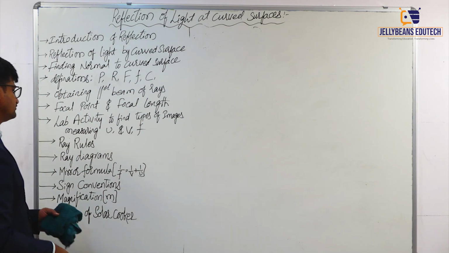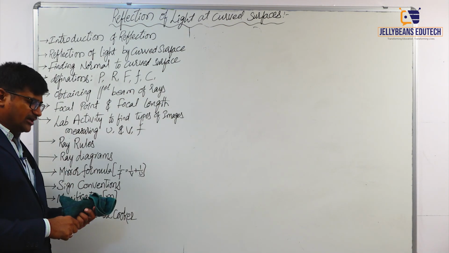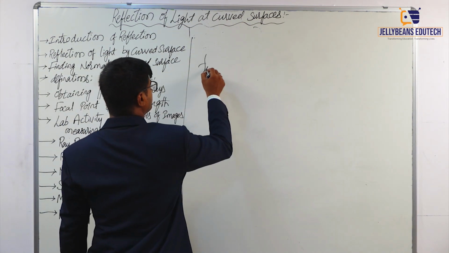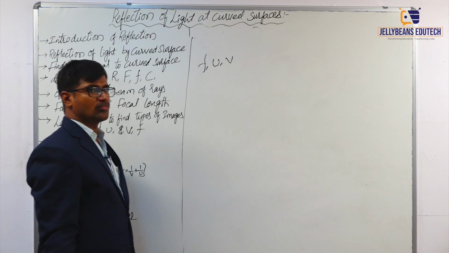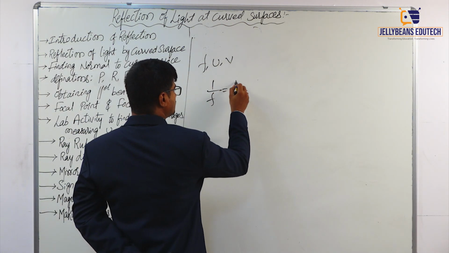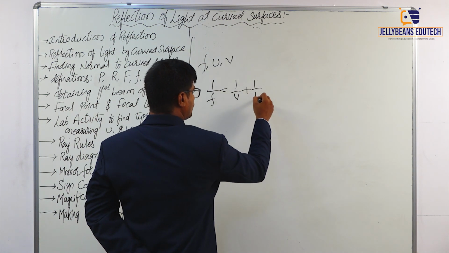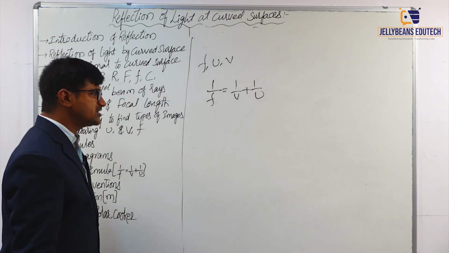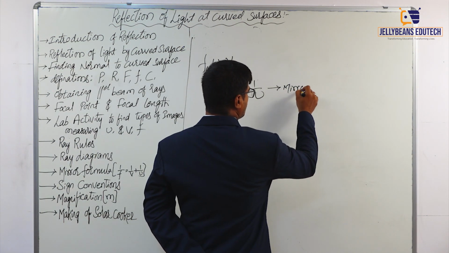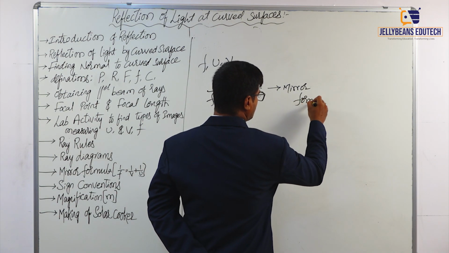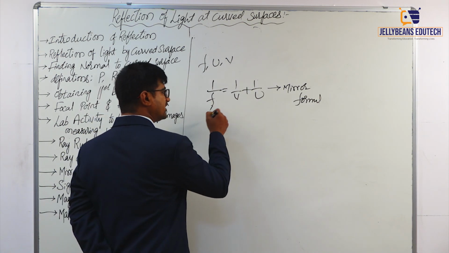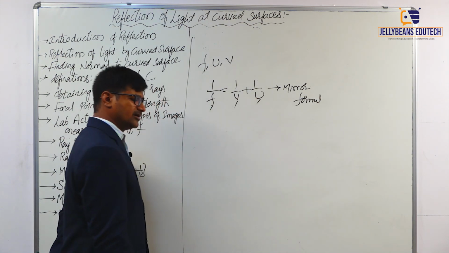Next, the mirror formula. In this mirror formula, we obtain the relation between F, U, and V. So what is the formula? 1 by F is equal to 1 by V plus 1 by U. This is the formula we call the mirror formula.